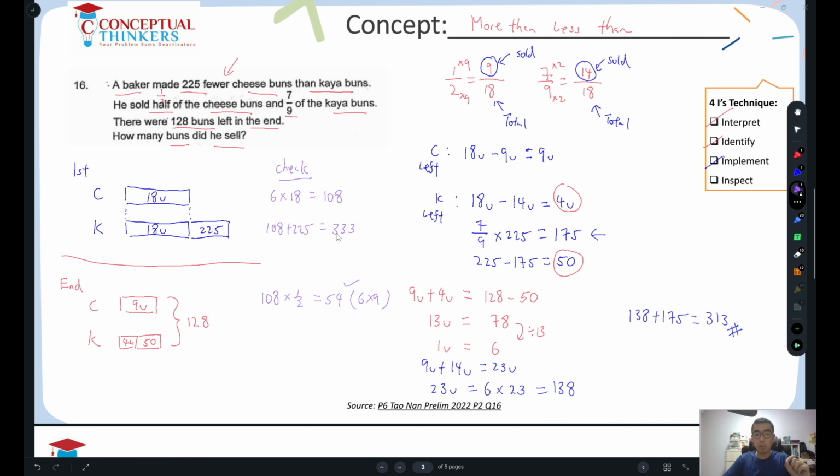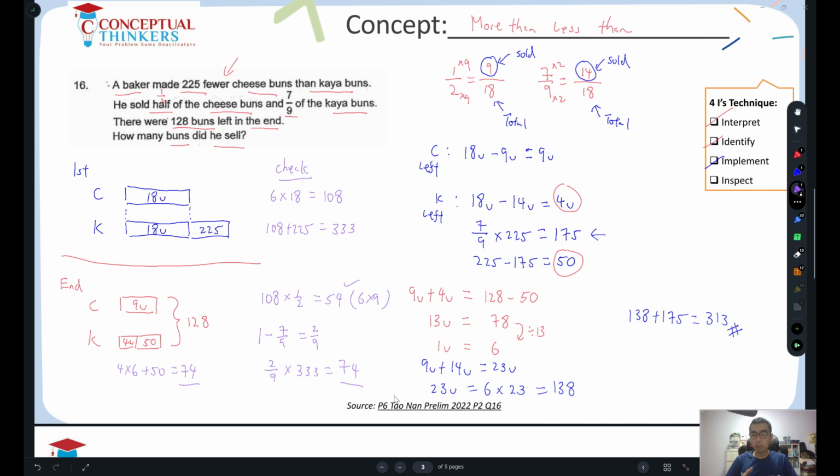Then how about for the kaya? So we know that 7 over 9 sold, right? So leftover will be 1 minus away 7 over 9. So I'm going to get 2 over 9. So if I take 2 over 9 and multiply with 333, what should I get? I should get 74. So actually this 74, if you use 4 units, it will be 4 times 6. Then we add another 50. So we're going to get 74. So it actually matched the number of kaya in the end. So this means that the answer makes sense.